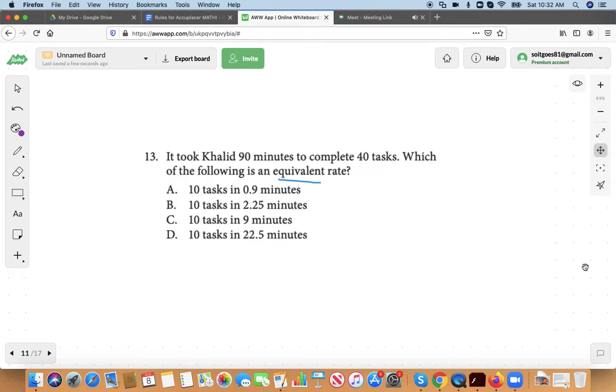And he's completing 40 tasks in those 90 minutes. Does that make sense? Can you imagine someone? I want you to close your eyes and think about it. Imagine somebody. He's got 90 minutes. He's completing 40 tasks. I don't know what the task is, like folding a shirt or something like that. That's what comes to mind. Maybe it takes a minute or two for me to fold it, but I could fold 40 shirts in 90 minutes if I don't get too distracted. Does that make sense? Okay. So we're trying to find an equivalent or an equal rate.